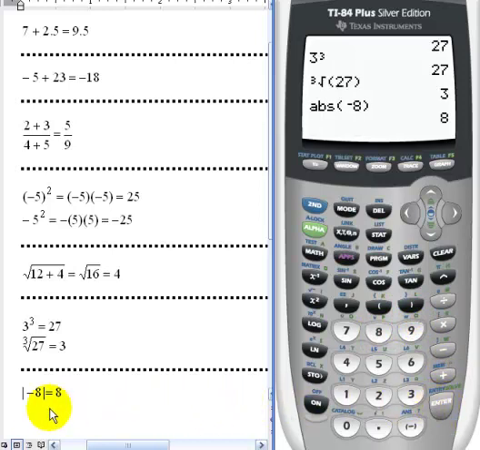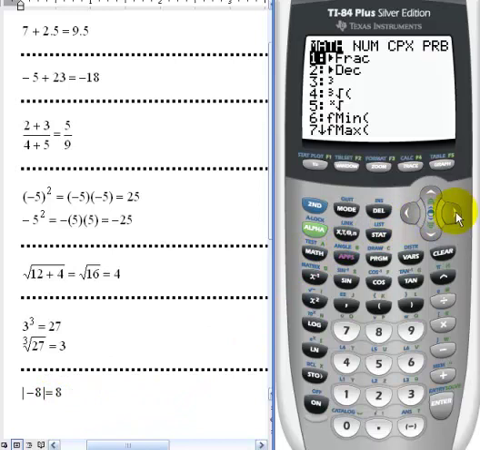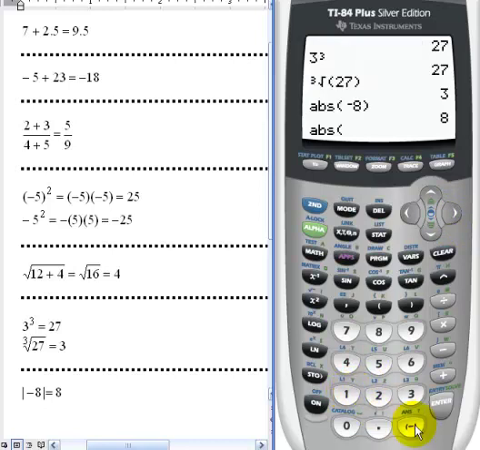So again, here's an illustration. The absolute value of negative 8 is 8. Under the math key, click the right arrow. Under num is ABS. Absolute value of negative 25. Close the absolute value, and that's 25.